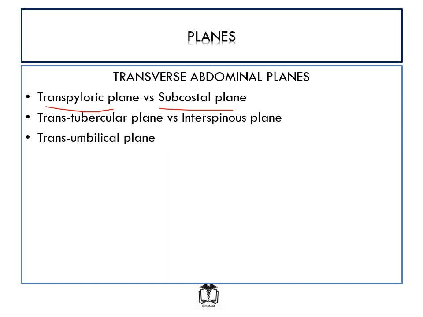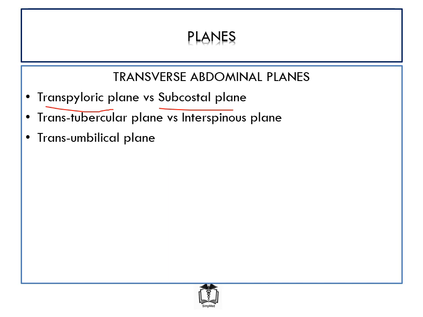Then let's talk about the transtubercular plane. The transtubercular plane is also used in the formation of regions. It is the inferior plane used in the formation of regions. It tends to pass through the iliac tubercle, hence the name transtubercular. It cuts across the vertebral body of L5 and it lies midway between the transpyloric plane and the pubic symphysis.